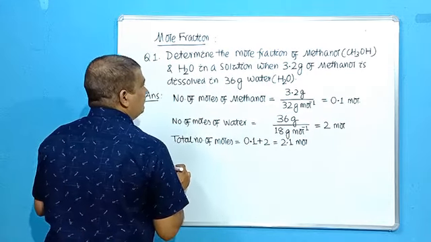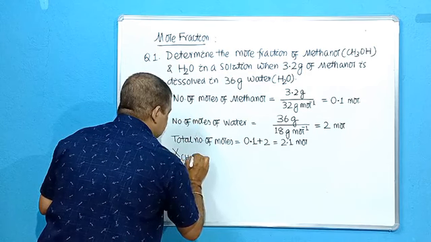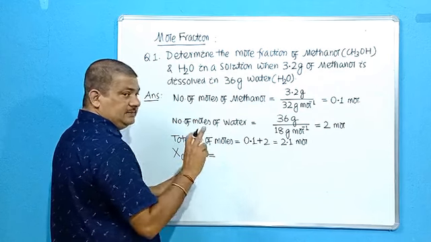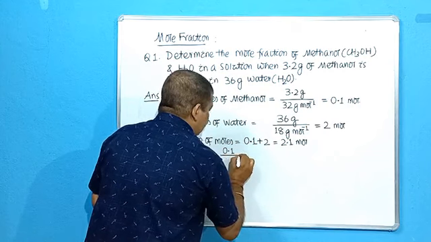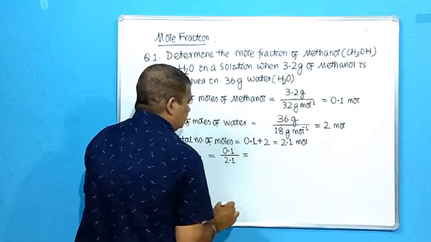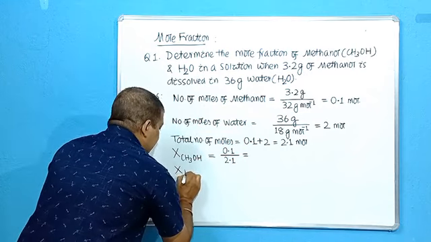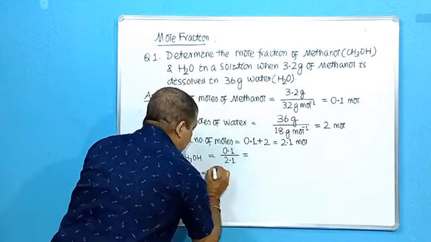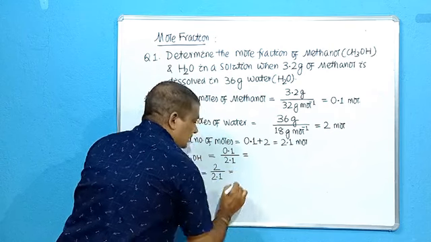So mole fraction X of CH3OH. Mole fraction of methanol will be number of moles of methanol divided by total moles. Number of moles of methanol is 0.1 divided by total number of moles, that is 2.1. So let us see what will happen. Then mole fraction of the solvent, that is H2O. Same formula, number of moles of H2O, 2, by total number of moles, 2.1. So let us see what will be the answer.